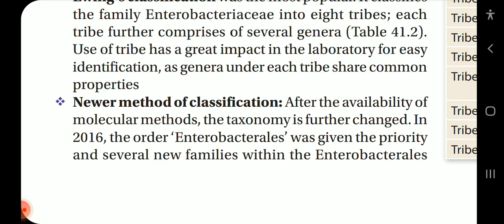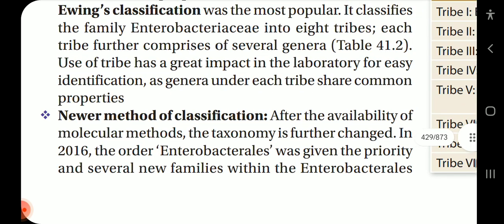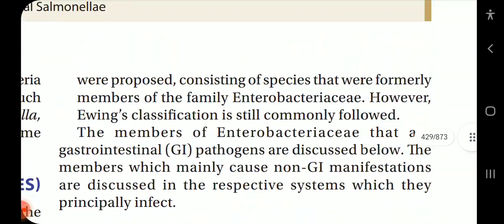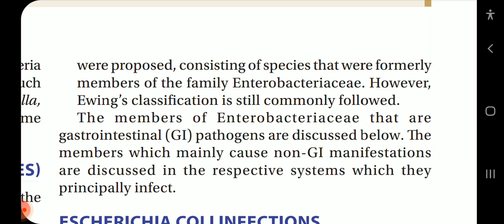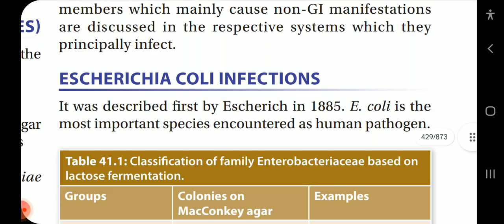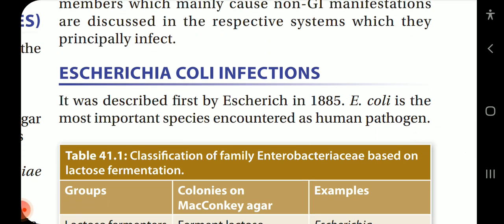New method of classification. After the availability of molecular methods, the taxonomy is further changed. In 2016, the older order Enterobacteriales was given the priority and several new families within the Enterobacteriales were proposed, consisting of species that were formerly members of family Enterobacteriaceae. However, Ewing's classification is still commonly followed. The members of Enterobacteriaceae that are gastrointestinal GI pathogens are discussed below. The members which mainly cause non-GI manifestation are discussed in the respective systems which they principally infect.